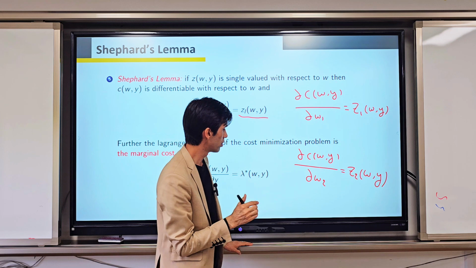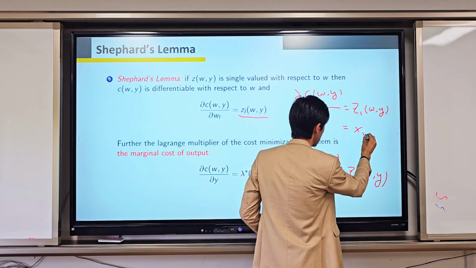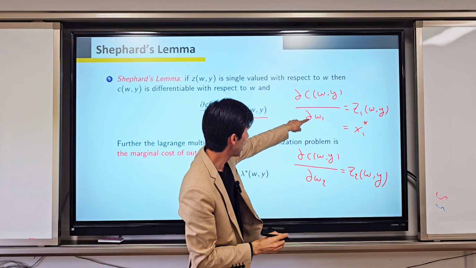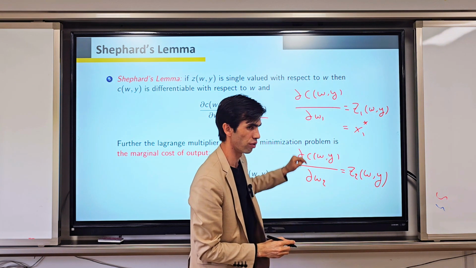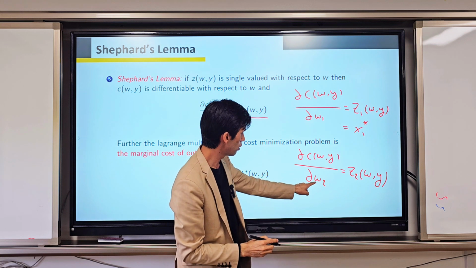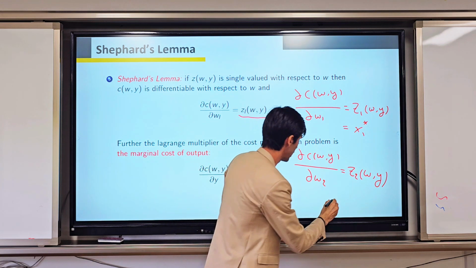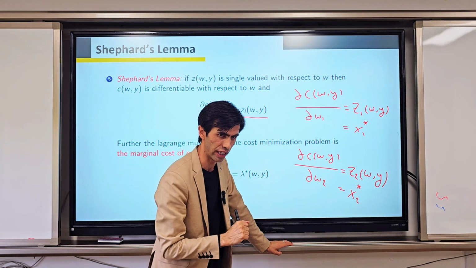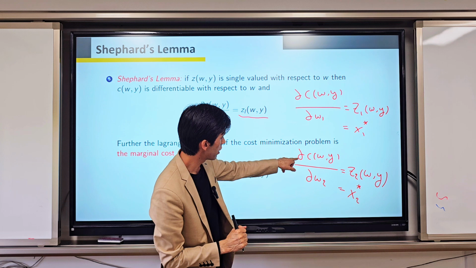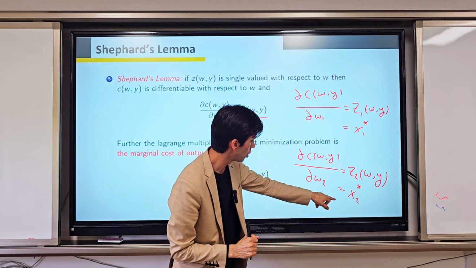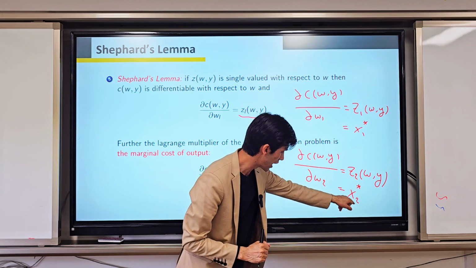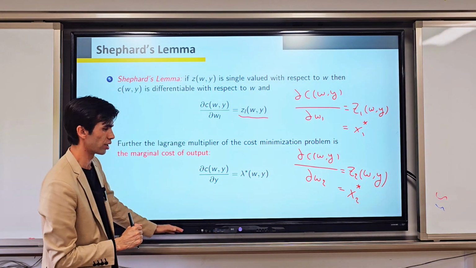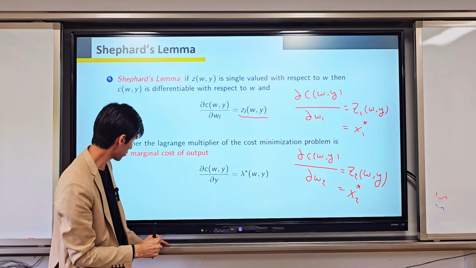If you want to find the optimal level of X1, then just take the partial derivative of the cost function with respect to the price of X1, which is W1. And when we want to find the optimal demand for X2, then take the partial derivative of the cost function with respect to the price of this input 2. It also comes from the envelope theorem, as we already talked about before.